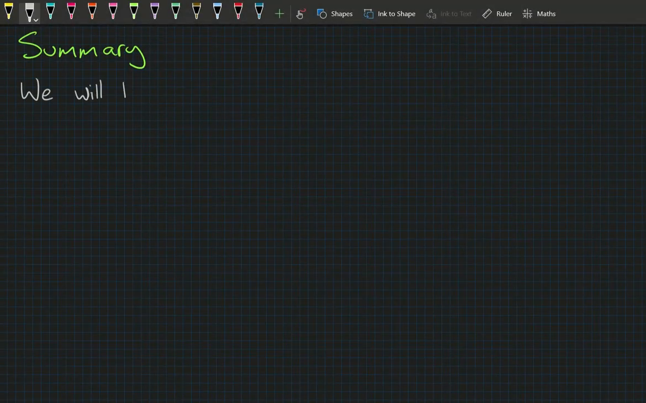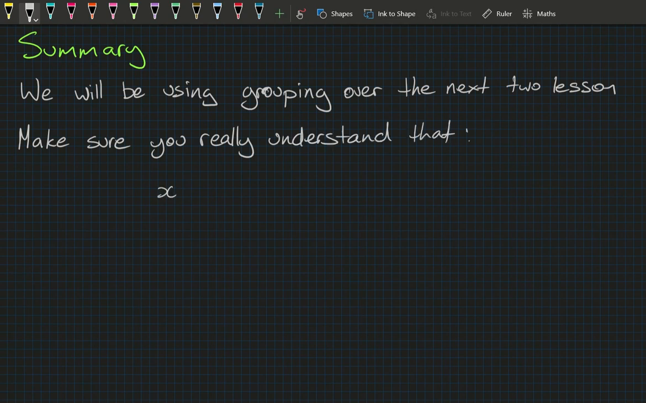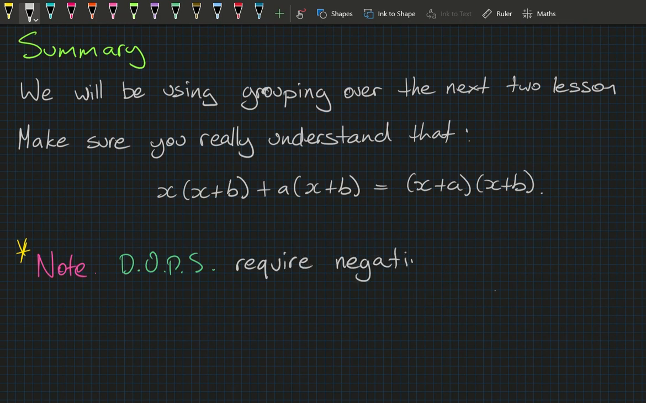Alright, as I've stated many times, we'll be using grouping over the next 2 lessons. So this makes it really important that you understand that x times x plus b plus a times x plus b is equal to x plus a times x plus b. And we've used difference of perfect squares many times in this lesson, but it's really important that you note that difference of perfect squares require a negative sign.